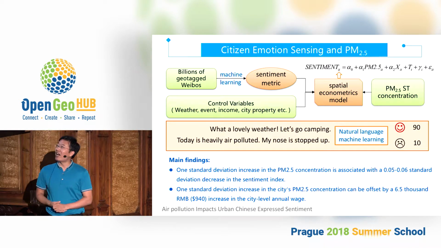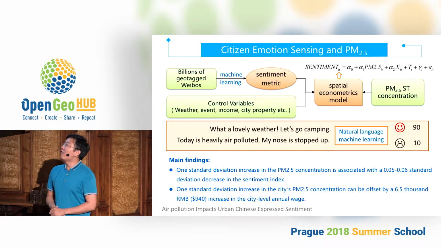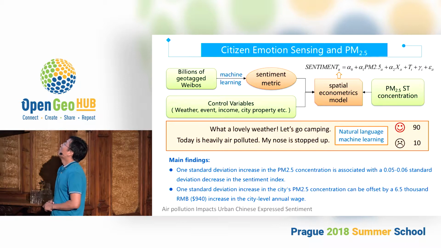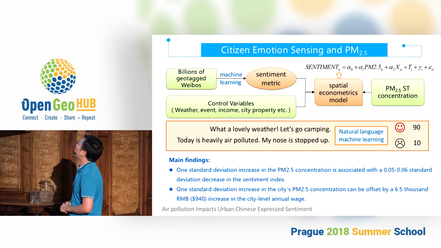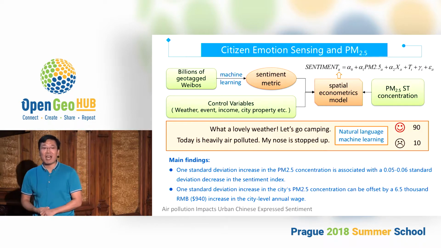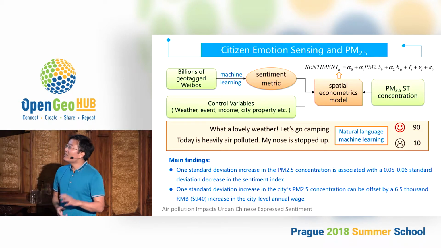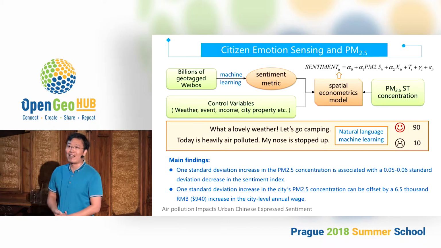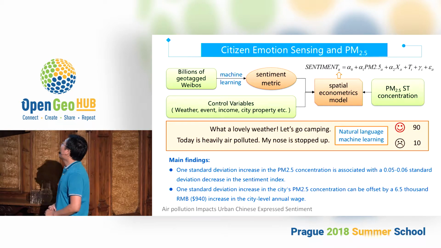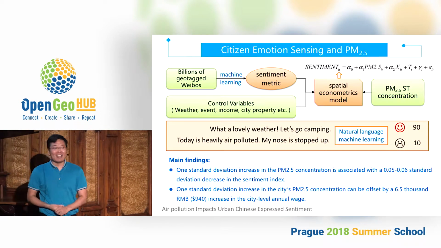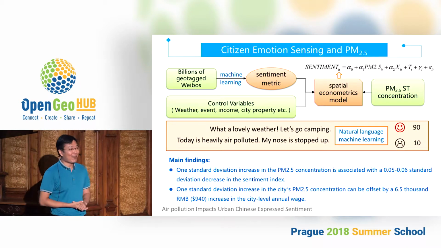The main finding is that one standard deviation increase in PM 2.5 concentration is associated with a 0.05 to 0.06 standard deviation decrease in the sentiment index. And one standard deviation increase in a city's PM 2.5 concentration can be offset by a 6.5 thousand yuan increase in income in cities. That means money can buy happiness.